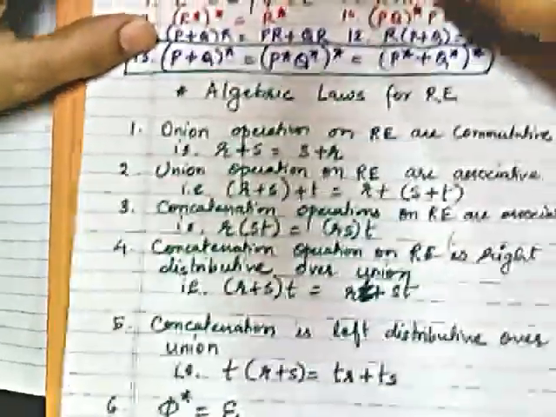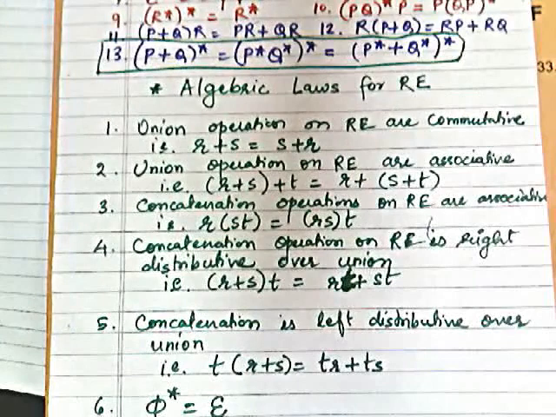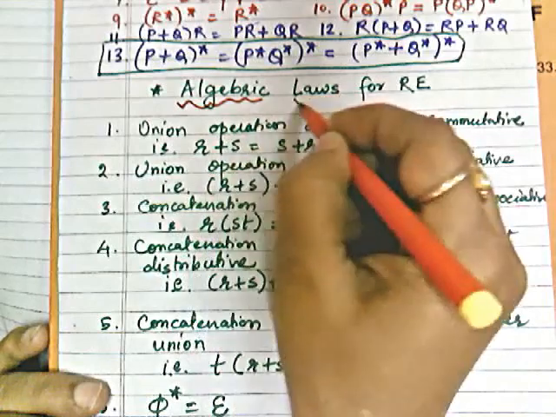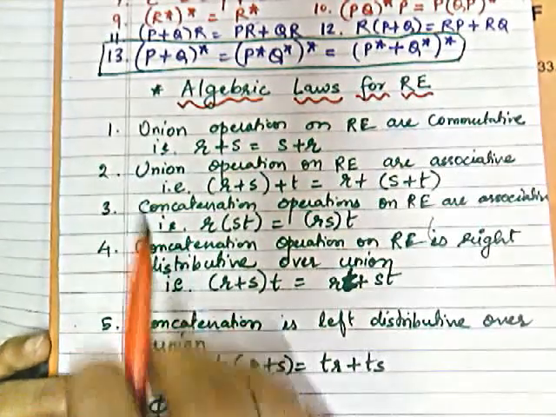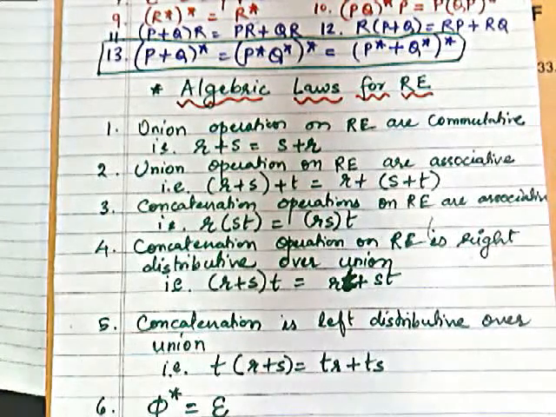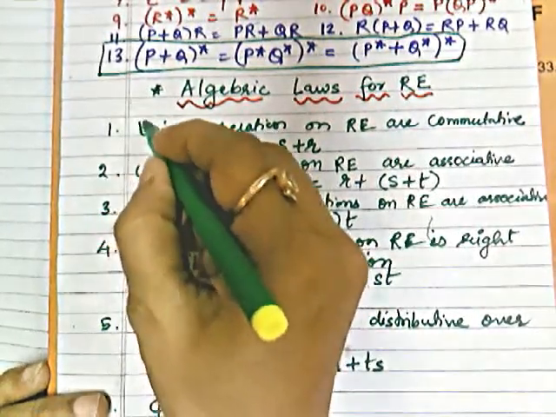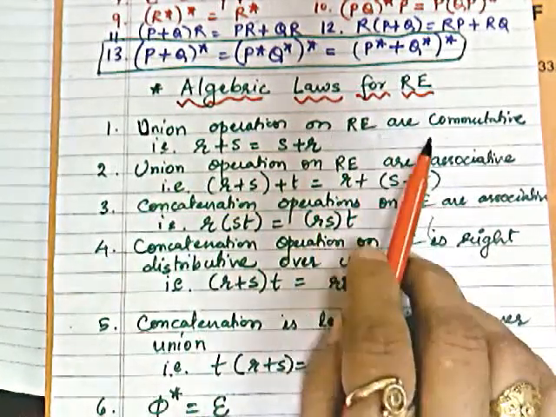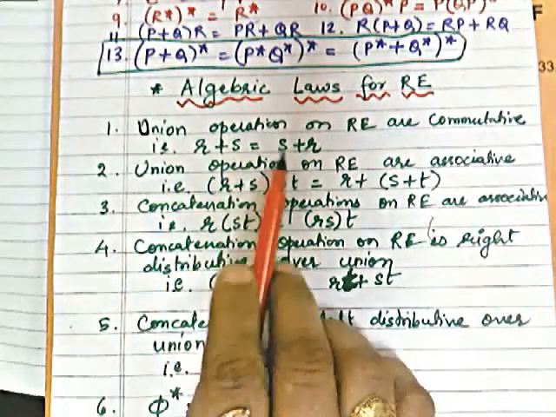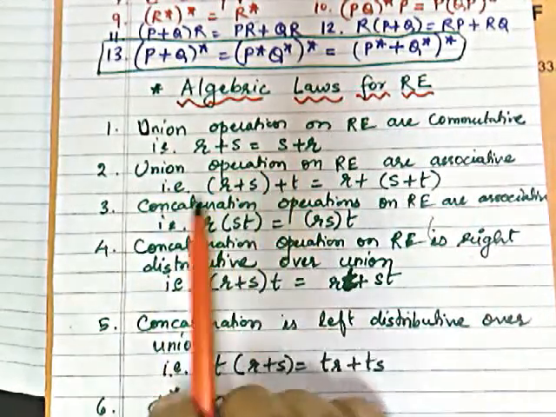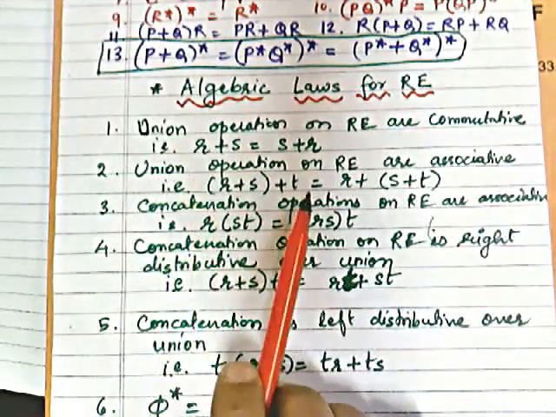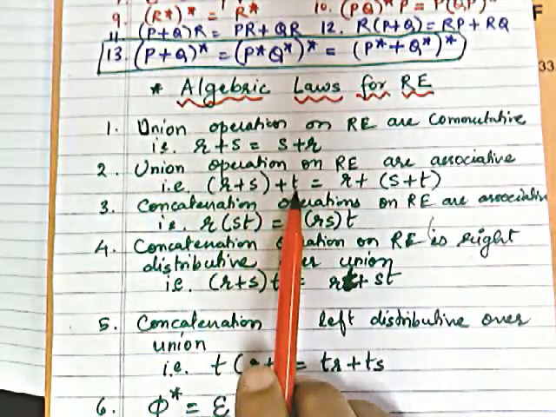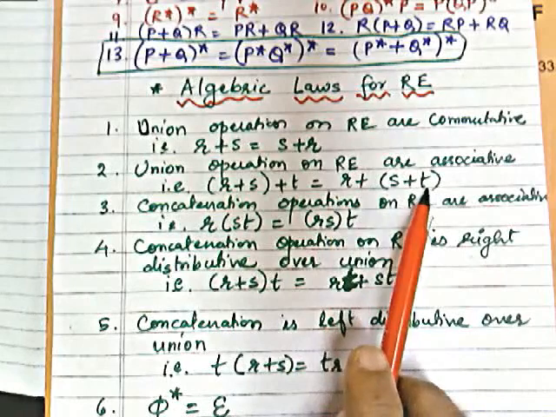Now we are moving to algebraic rules. These are our algebraic rules. What are the algebraic rules or laws for regular expression? First is the union operation. Union operations on regular expressions are commutative, that is R plus S can be written as S plus R, both are equivalent. Similarly, union operations on RE are associative, that is (R plus S) plus T is equivalent to R plus (S plus T).